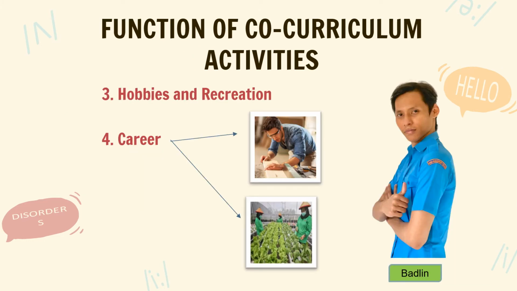Okay, the third point is hobbies and recreation. By engaging in co-curriculum activities, students can acquire knowledge and skills, as well as fill their free time with benefits and build physical and mental health. If a student joins, for example, a music club, they can learn how to play piano. So with the skill they get, they can use it to fill their free time or make it a hobby.